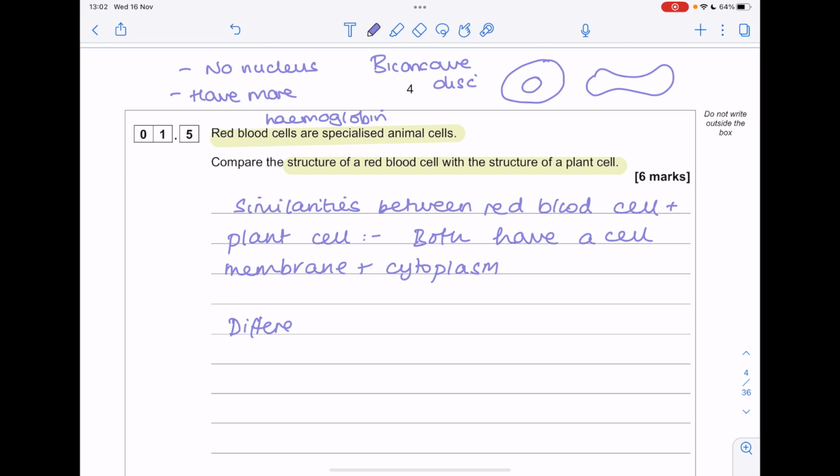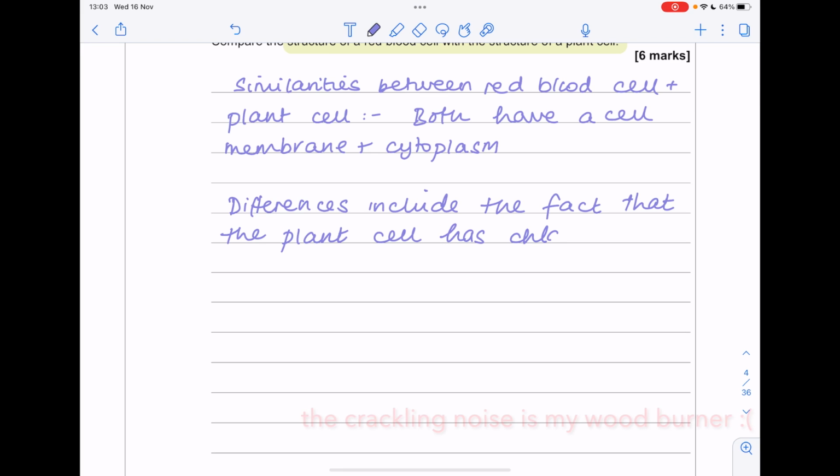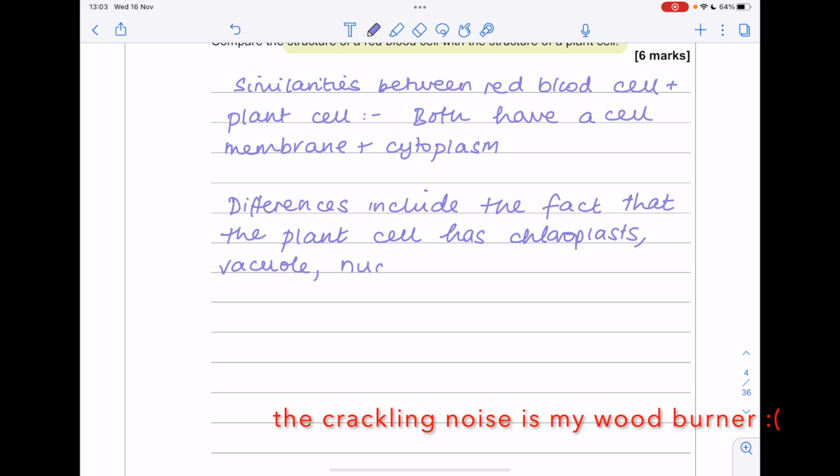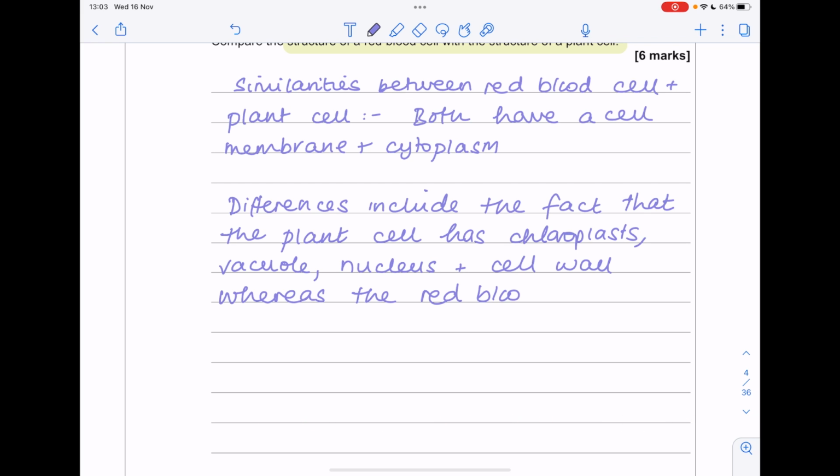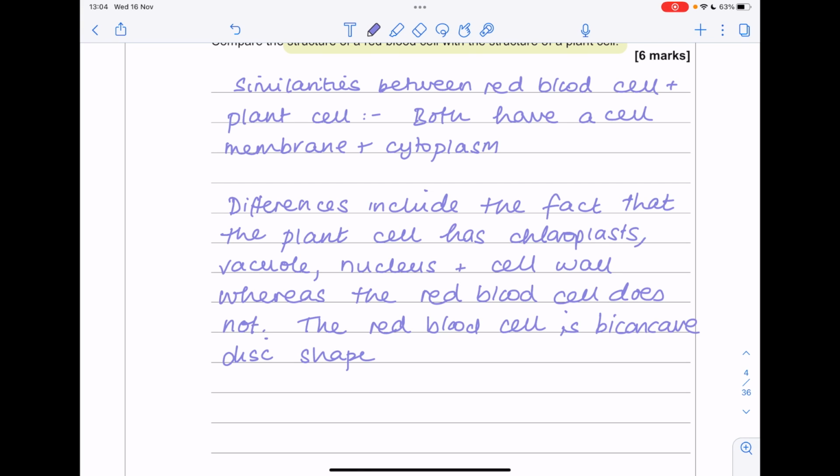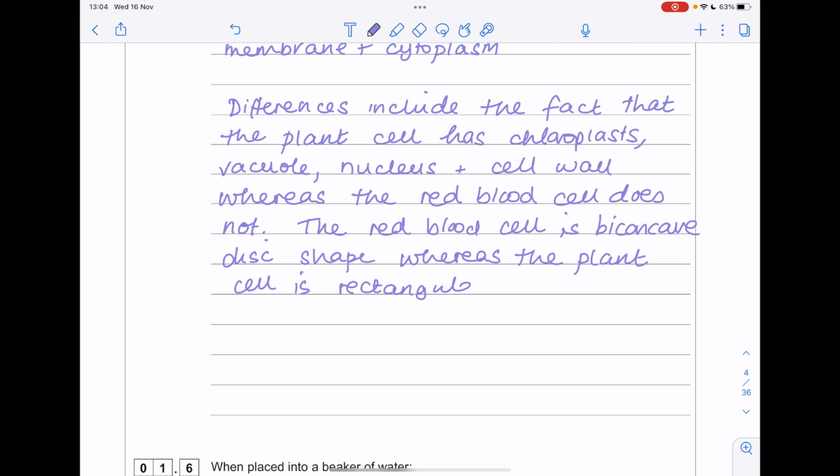Now we're going to consider the differences. So let's point out the main differences. First of all, between a plant and animal cell is that the plant cell has a cell wall, chloroplast and vacuole. Next up, we're talking about the shape, whereas the plant cell is rectangular. And lastly, the red blood cell has hemoglobin.